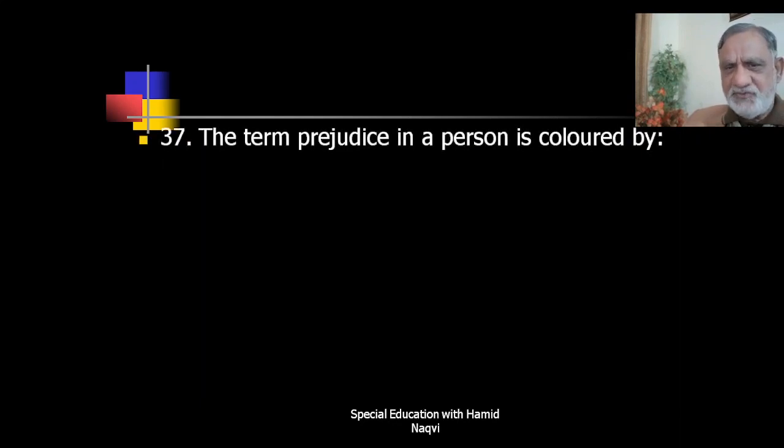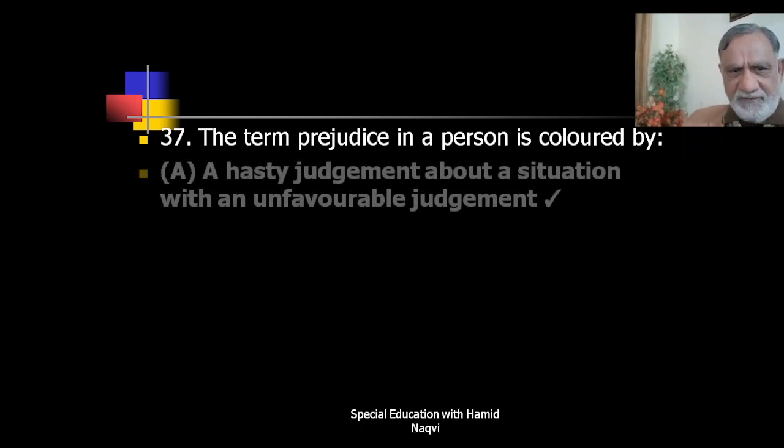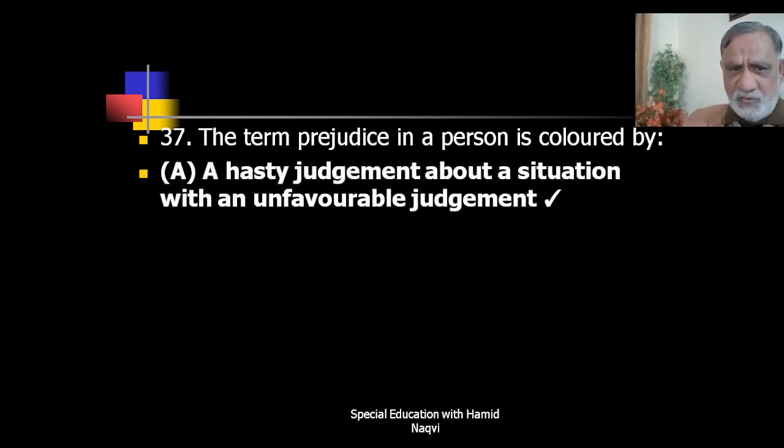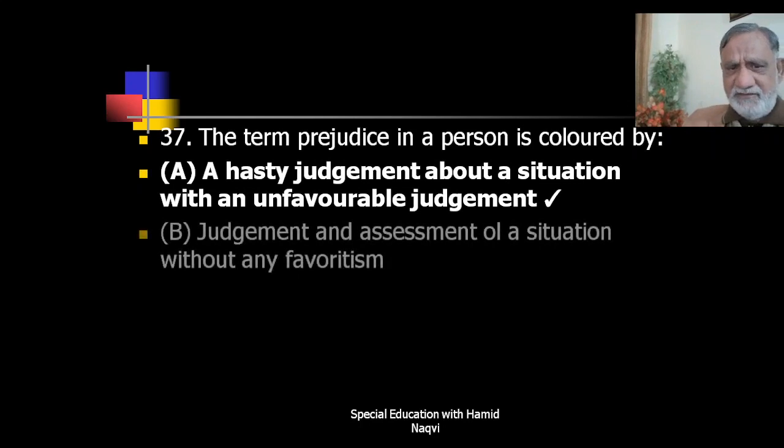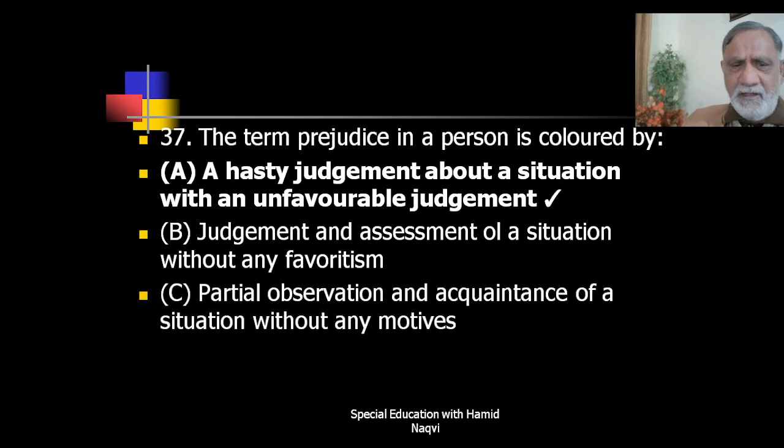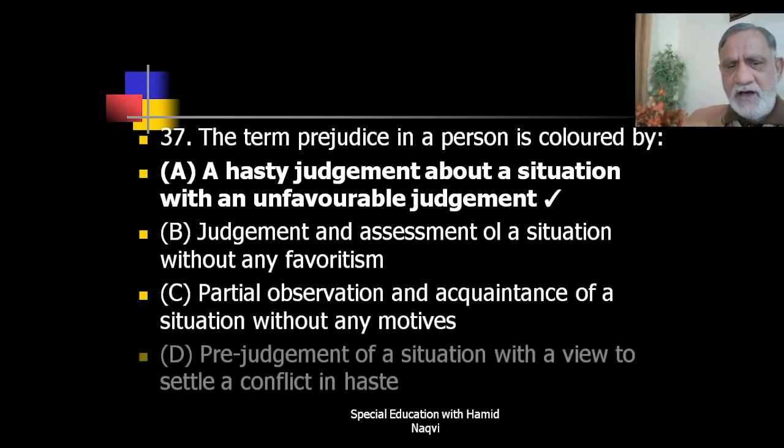The term prejudice in a person is colored by, from psychology: a hasty judgment about a situation with an unfavorable judgment, judgment and assessment of a situation without any favoritism, partial observation and acquaintance of a situation without any motive, or prejudgment of a situation with a view to settle a conflict in haste. The correct one is the first one, that is a hasty judgment about a situation with an unfavorable judgment. That is called prejudice.